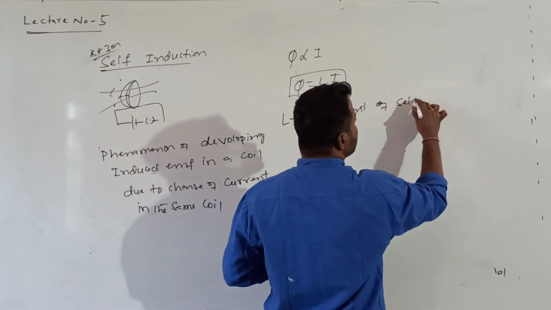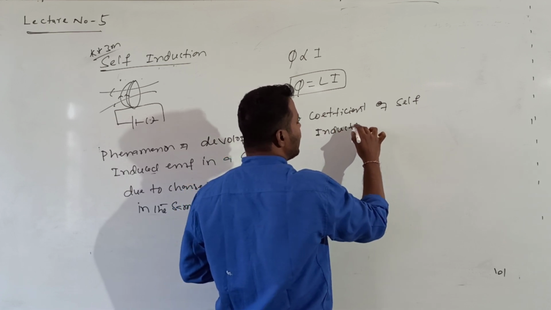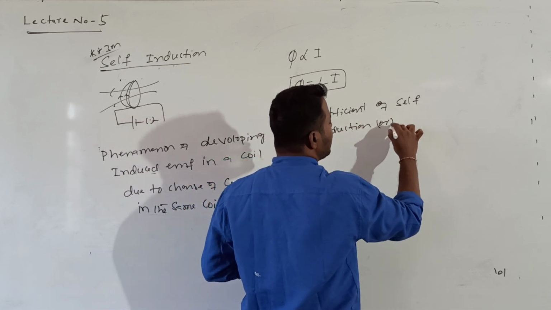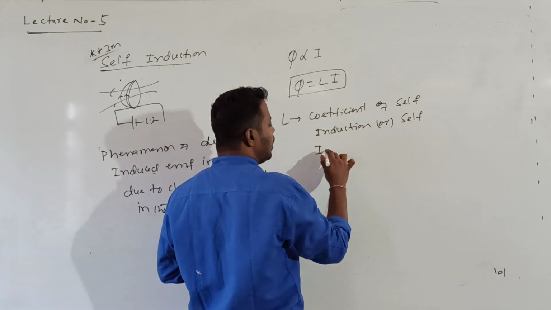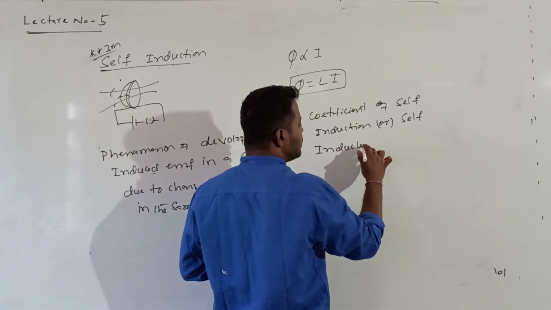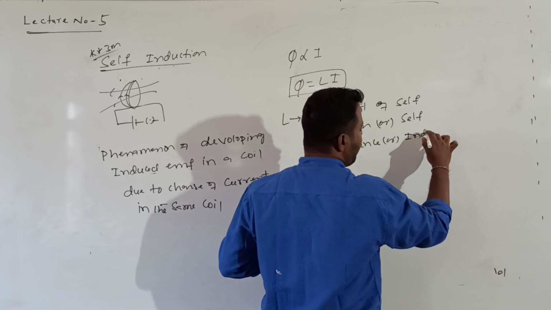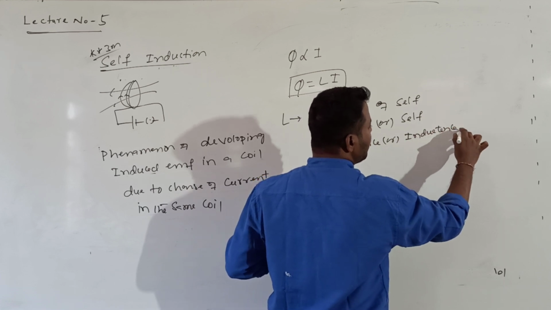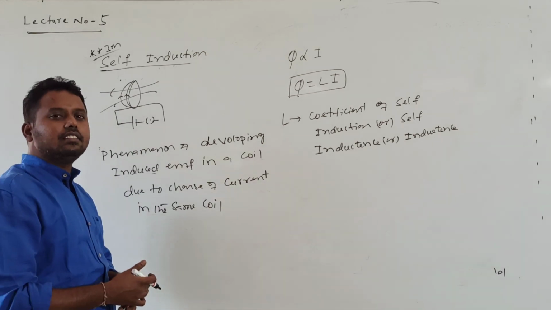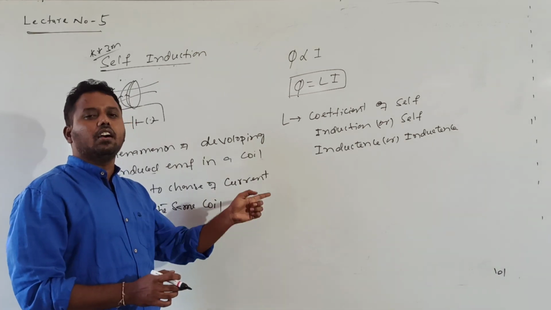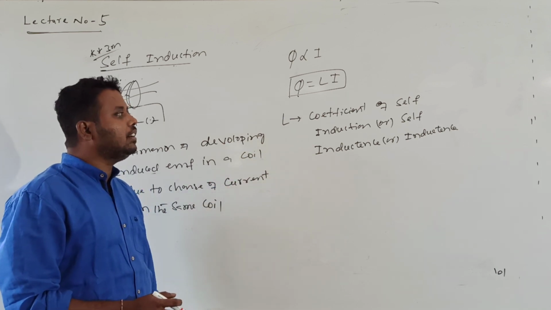Coefficient of self-induction, or it is also called self-inductance or inductance of a coil. Generally, inductance comes for both. M is also inductance, L is also inductance. If a single coil is there, you can write L. If two coils are there, you can write M.